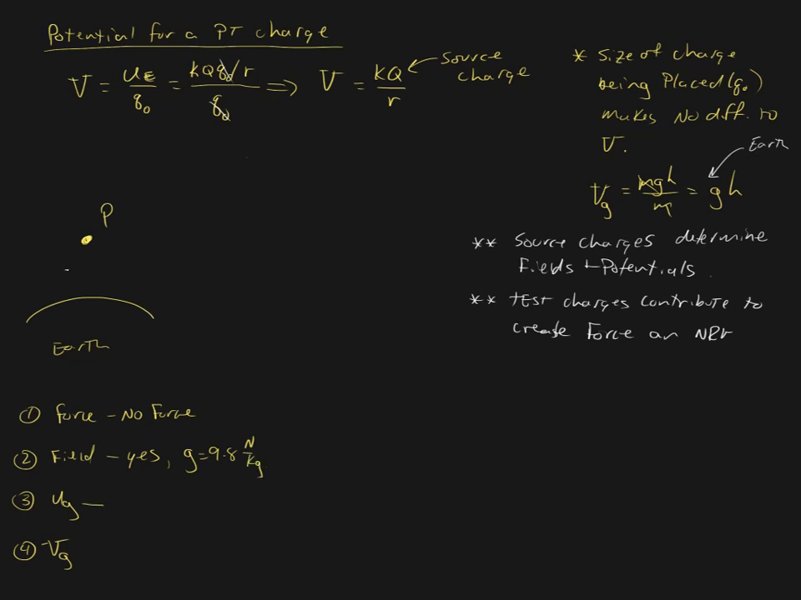Does energy exist at this point in space, at point P? No, we do not have any gravitational potential energy because we don't have that second object that's placed there. However, yes, we do have gravitational potential, and that's going to be equal to G times H.